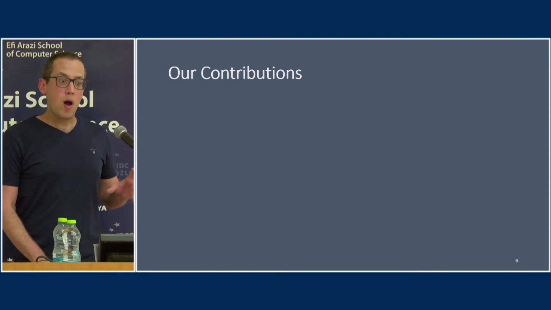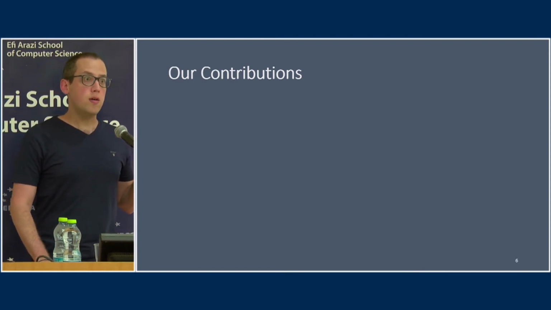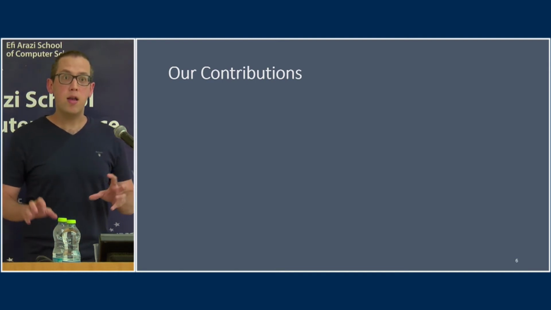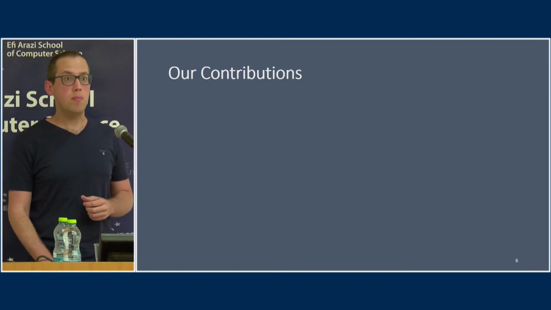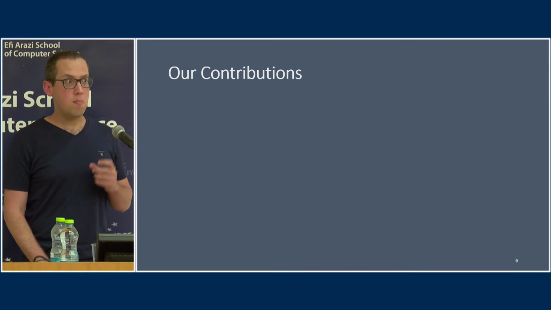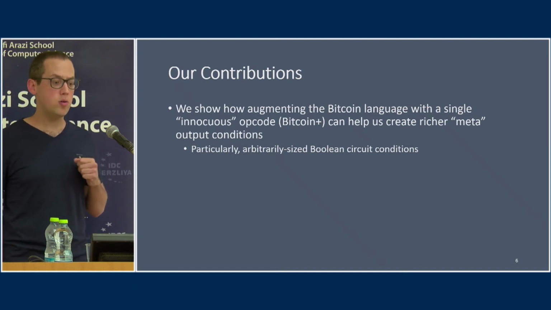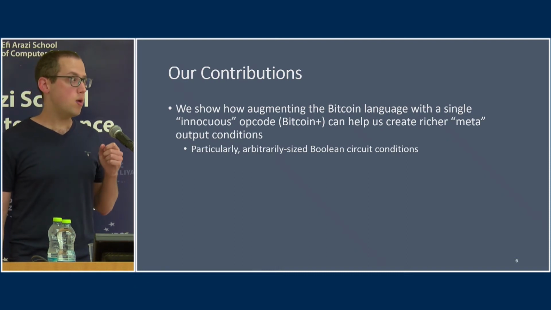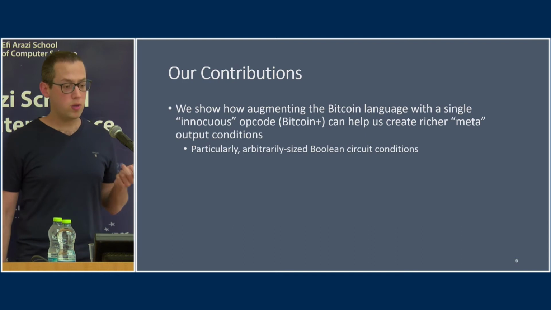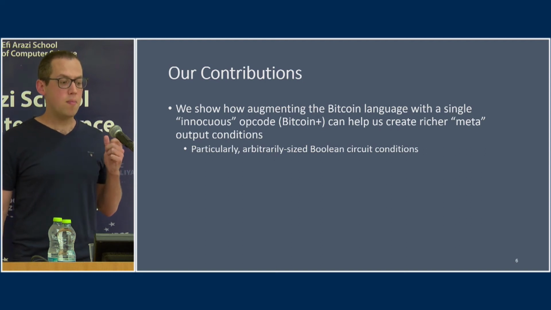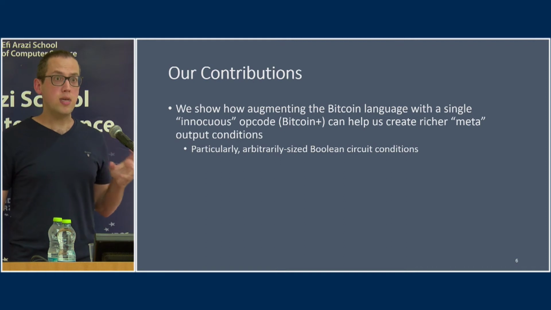Our contributions are first to take Bitcoin as a less expressive ledger and make a slight modification to it. We show how to augment the Bitcoin language with a single innocuous opcode, arriving at a variant we refer to as Bitcoin Plus. And this can help us create richer meta output conditions.